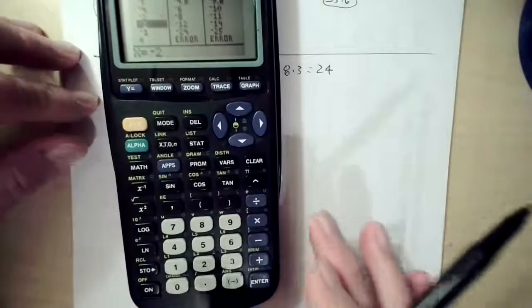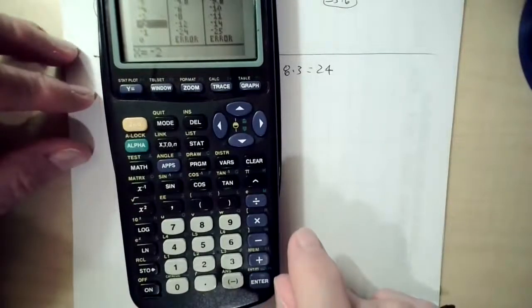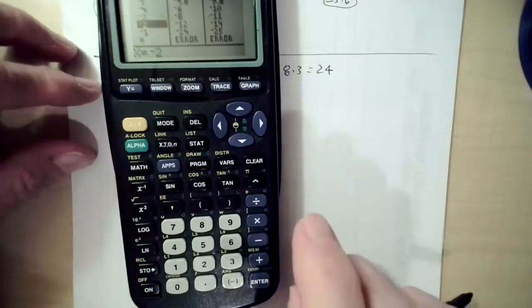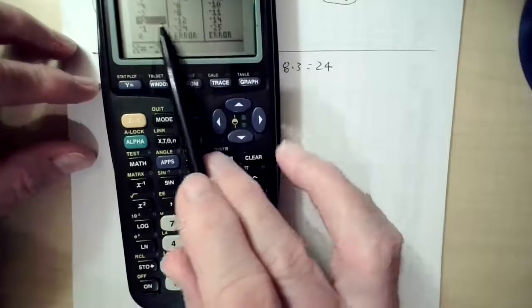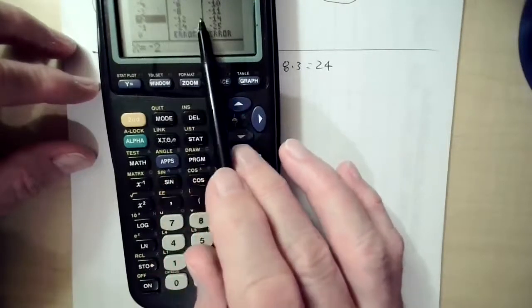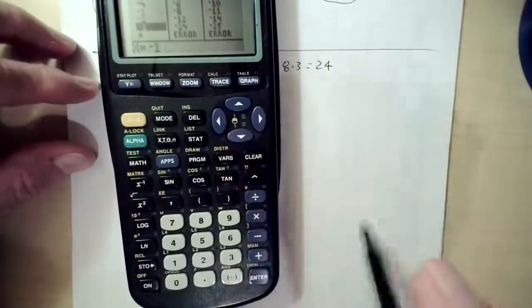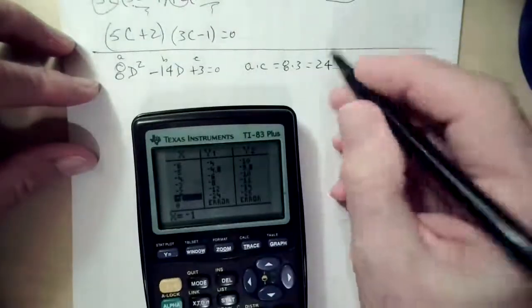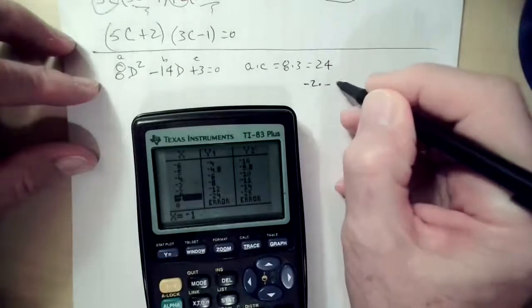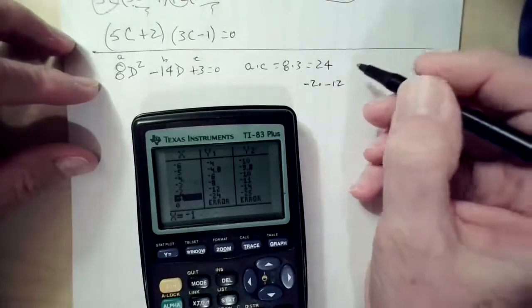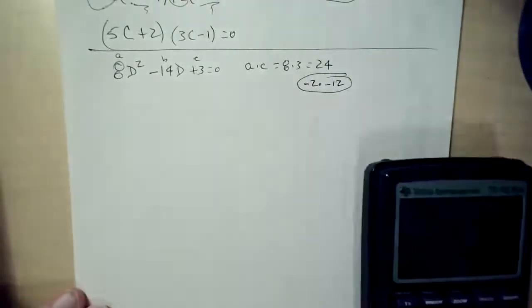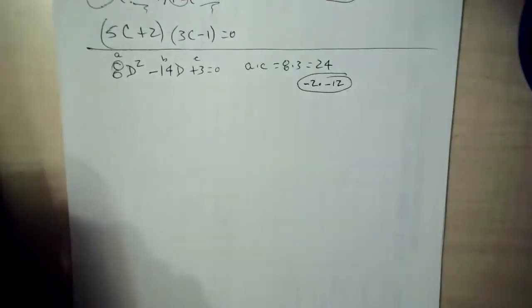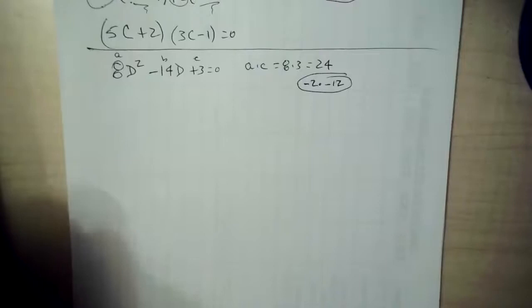Okay, here. Oh, there it is. Nope, that's not it. What do we want? Negative 14. Oh, there it was. 2 and negative 12. See, there's negative 14 right there. So we have negative 2 times negative 12. Right? Right.